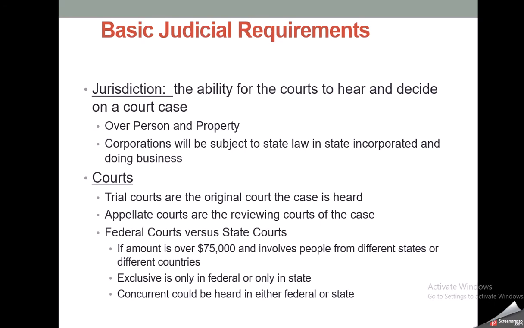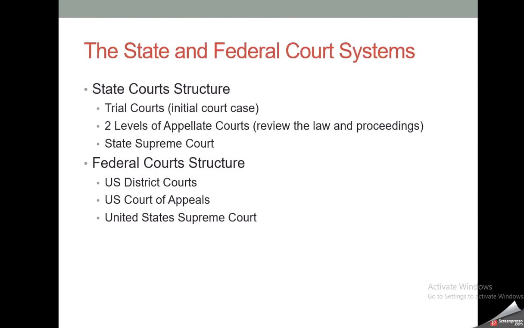And then there's federal courts versus state courts. So those are more your Supreme Courts that are going to go up at the higher level. So it has to be over a certain dollar amount. It has to involve people that are in multi-state or corporations that are in multi-states. So those are going to be the highest level courts that we have. In our state courts, there's trial courts, there's the appellate courts, and then there's the Supreme Court. And then in our federal courts, there's district courts, the Court of Appeals, and then the United States Supreme Court.